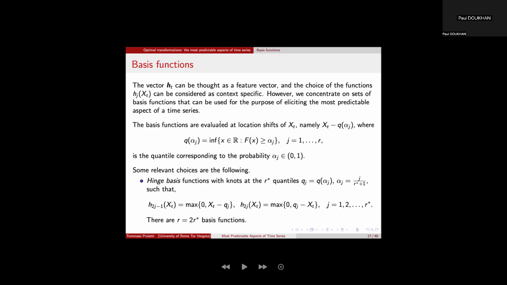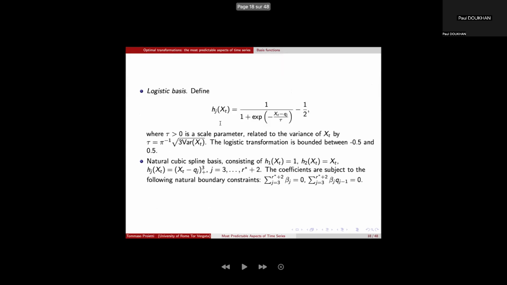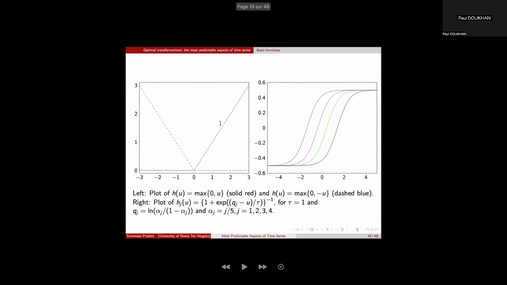And one set of relevant basis functions is the hinge basis function, which are described like this. You see, these are the location shift. I should have an alpha j here in parentheses. I take the short notation for it. Suppose that you have only two basis functions located at the median, for instance. This would be the first function of XT, and this would be the second, right? So that's a pair of hinge basis functions.